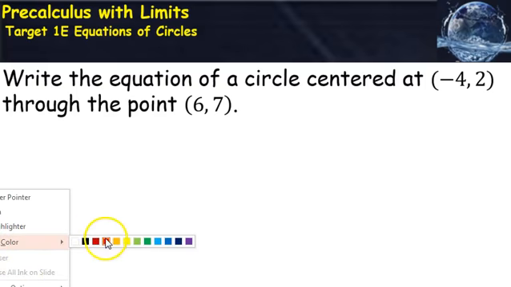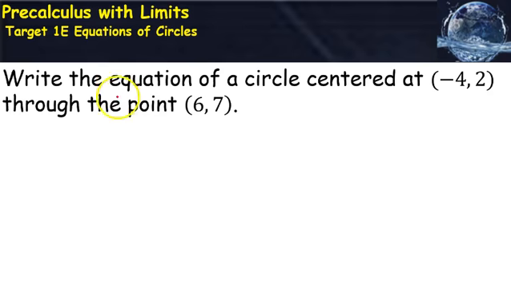Okay, this is target 1E, finding equations of circles. So remember, the equation of a circle is (x - h)² + (y - k)² = r². So h and k are the center of the circle. This right here is telling me that h is -4 and k is 2. So I can replace h with -4 and k with 2.